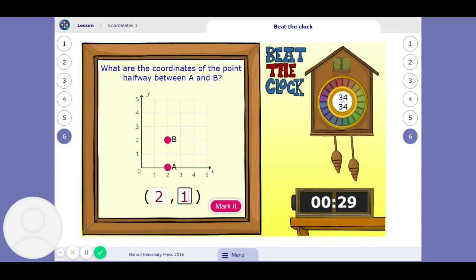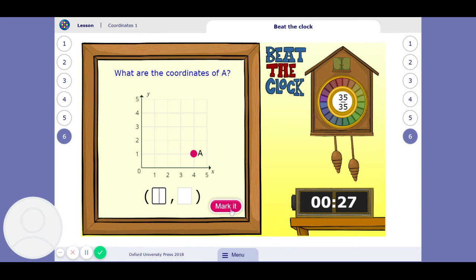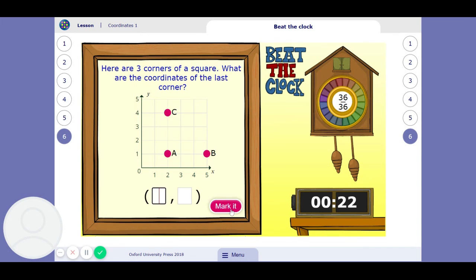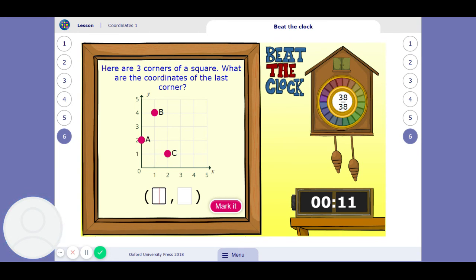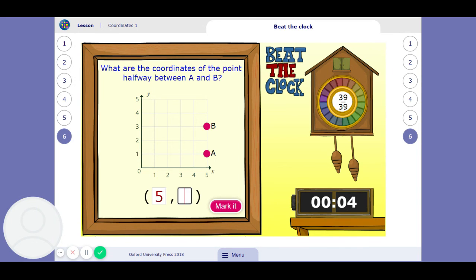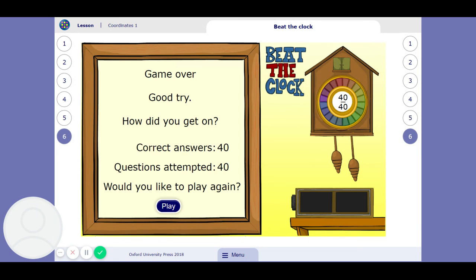Halfway between there is going to be 2, 1. Corner there is going to be 4, 1. Last corner there is going to be 5, 4. Midpoint of that is going to be 3, 3. So I believe that's going to be 3, 3. And there's going to be 5, 2. And we've got, so I got 40 out of 40.